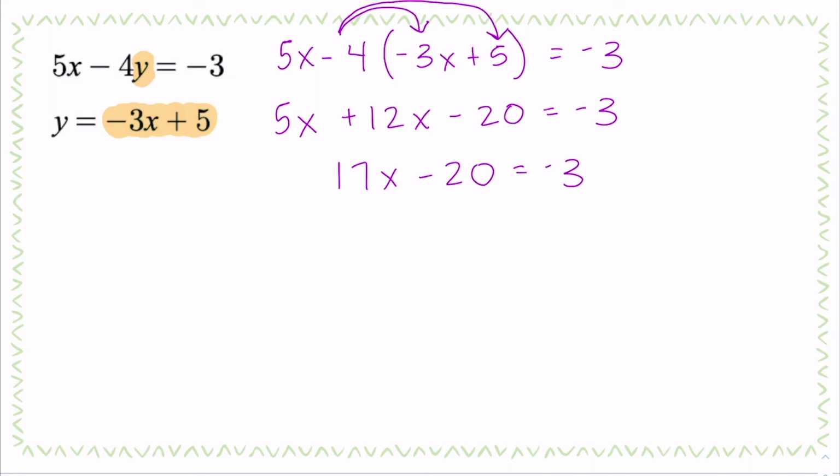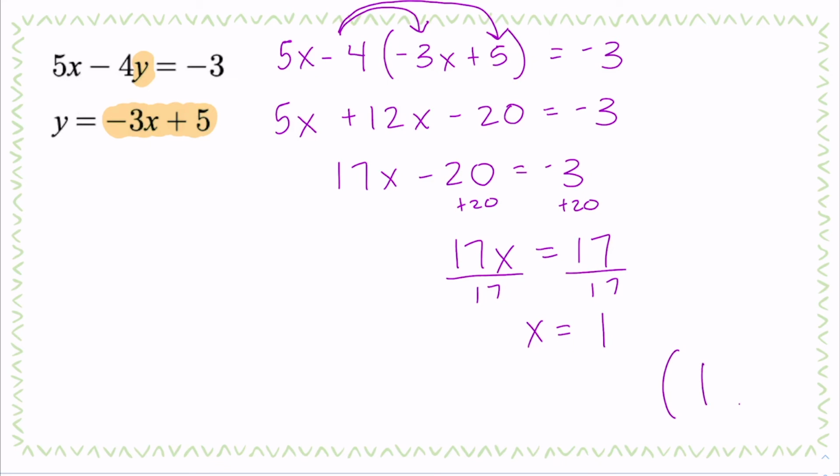Okay, now let's isolate our x terms. We want to add 20 to both sides. When we add 20 to both sides, that leaves us with 17x equals 17. Last step, undo that multiplication with division to get x equals 1.